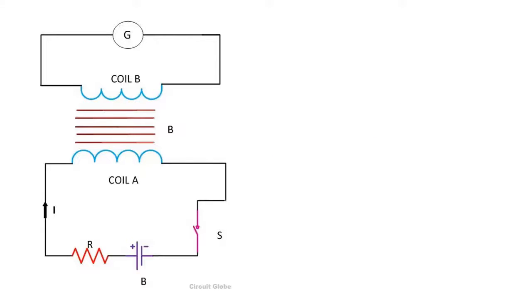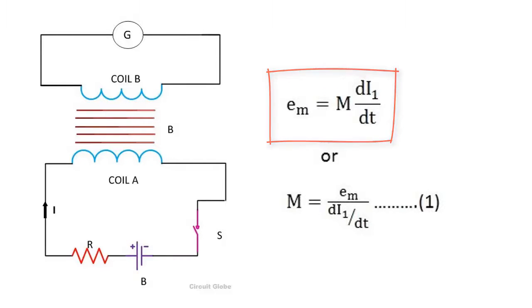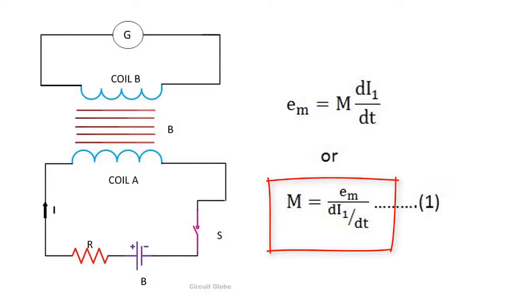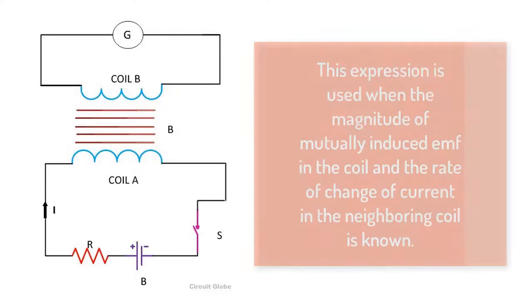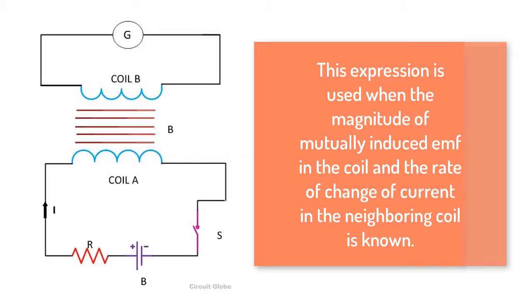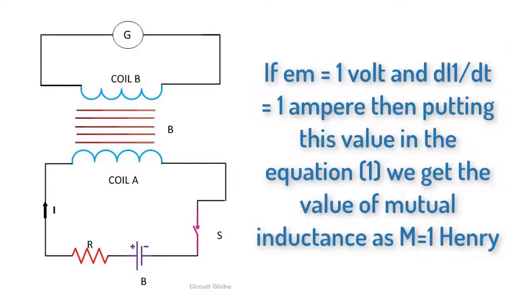So, for determining the mutual inductance between the two coils, the following expression is used: Em is equal to M di1 by dt, or we can say M is equal to Em by di1 by dt. Let's name it equation 1 for further use. This expression is used when the magnitude of mutually induced EMF in the coil and the rate of change of current in the neighboring coil is known. If Em is equal to 1 volt and di1 by dt is equal to 1 ampere per second, then putting these values in equation 1, we get the value of mutual inductance as M equal to 1 Henry.